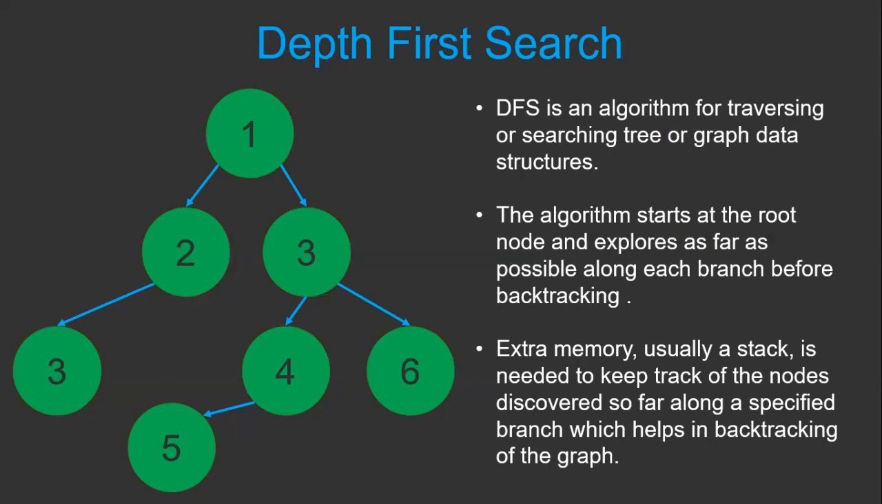And then after that, it needs to do backtracking to move out of that branch because it cannot go any further into that branch. For that, we usually use a stack. And this is the extra memory which stores all of the nodes that we have visited. And then from that, we backtrack when we don't have any more neighbors to traverse.